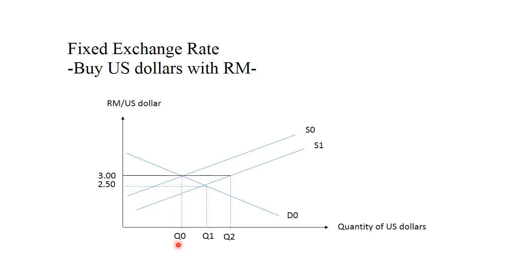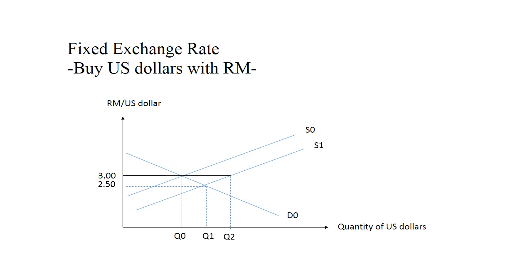quantity demanded is here. This is the original quantity demanded, so you can see that demand doesn't change. This is our quantity demanded, and this is our new quantity supplied. Before this, our quantity supplied was here, and this is the new quantity supplied. So quantity supplied is higher than quantity demanded. If you look at this curve, there's excess supply of US dollar.